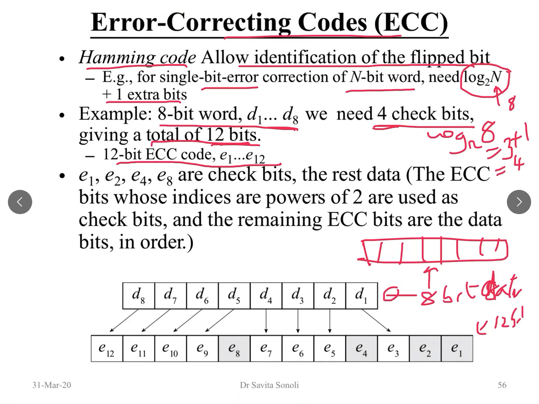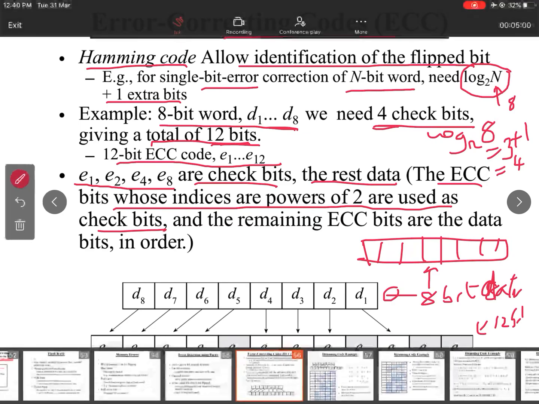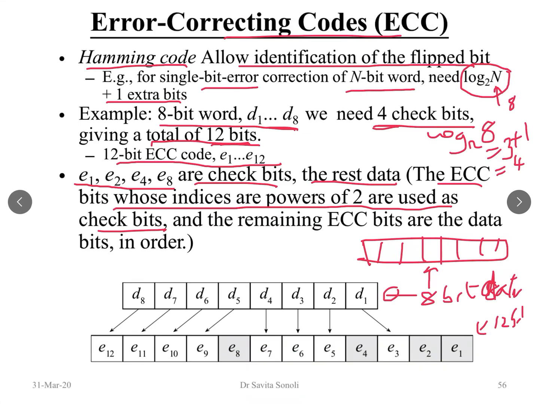So in this, what we are going to do is E1, E2, E4 and E8. You can check there: 1, 2, 4, 8 will be the check bits in that 12-bit word, and the rest will be data. So the ECC bits whose indices are powers of 2 are used as the check bits. So you can see E1, E2, E4 and E8 will be the check bits, and the remaining ECC bits are the data bits in order.